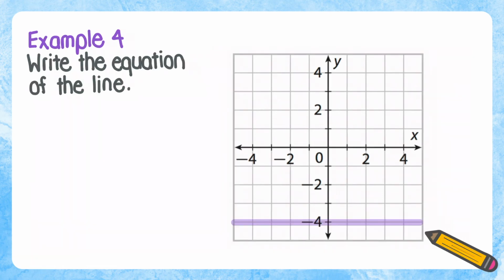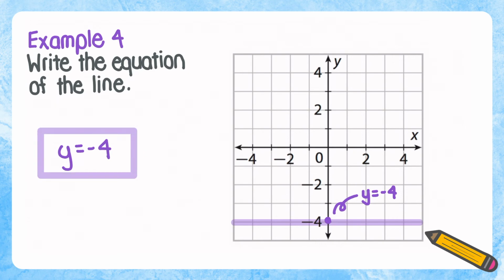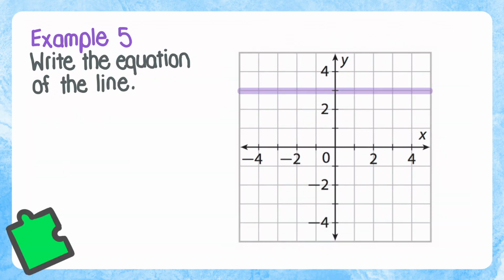For example 4, we are going to write the equation of this horizontal line. So where does this line cross the y-axis? It crosses the y-axis when y equals -4. So this is the equation of the horizontal line. Y equals -4. Again, we wrote an equation based on the graph. What is the equation of this line? Please answer on Edpuzzle.